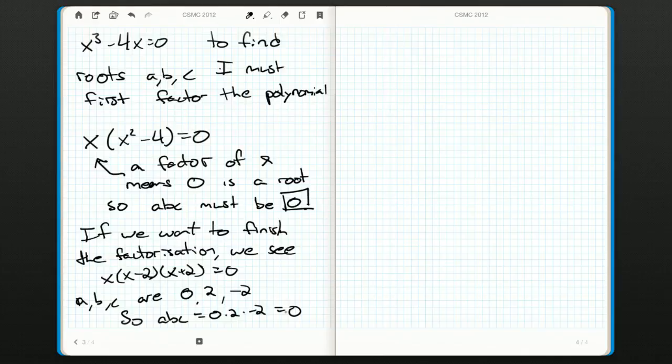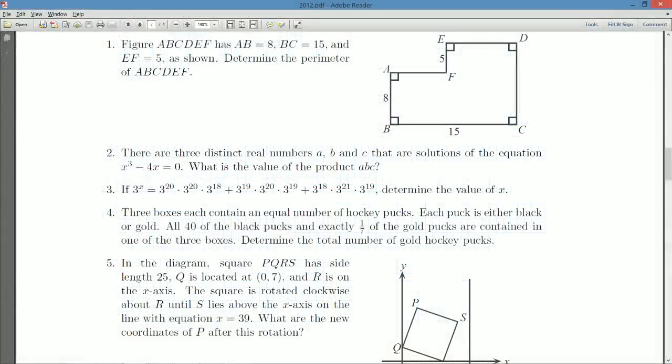And that seemed kind of short. Was that all the question was asking for? What is the value of the product abc? I think that was. So that was a nice little question. Certainly, I think it was a little shorter than question 1, which doesn't usually happen. That was quite nice. I guess they were trying to scare you with the cubic. Oh well. So that concludes question number 2 on the 2012 CSMC.